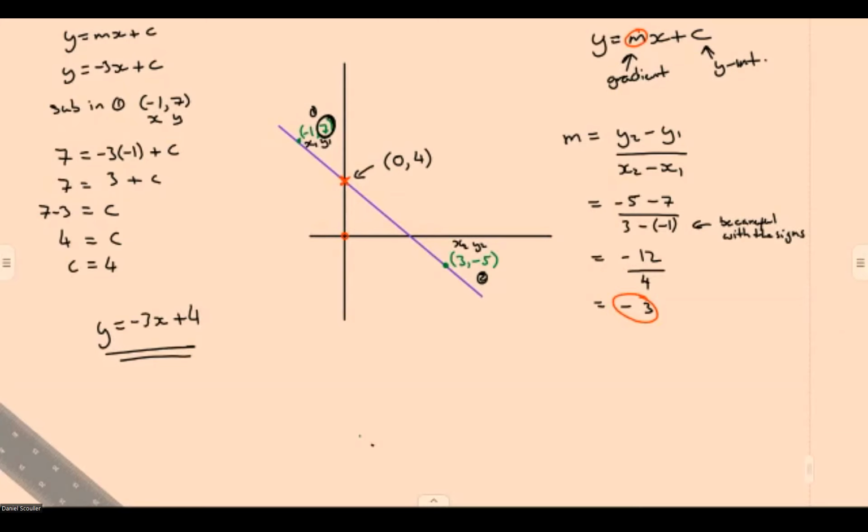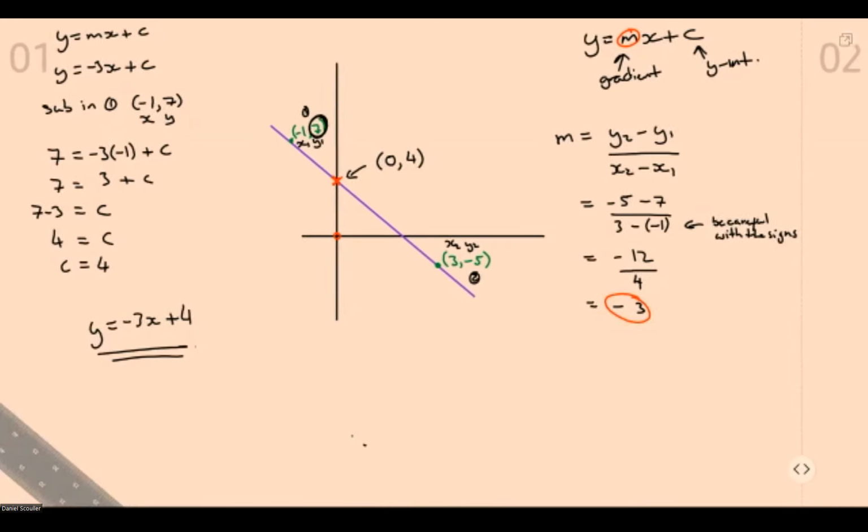So we'll do a couple more questions like that. But I just want to show you an example in which we use a fraction as a gradient as well. There's a wee process that we go through for that.